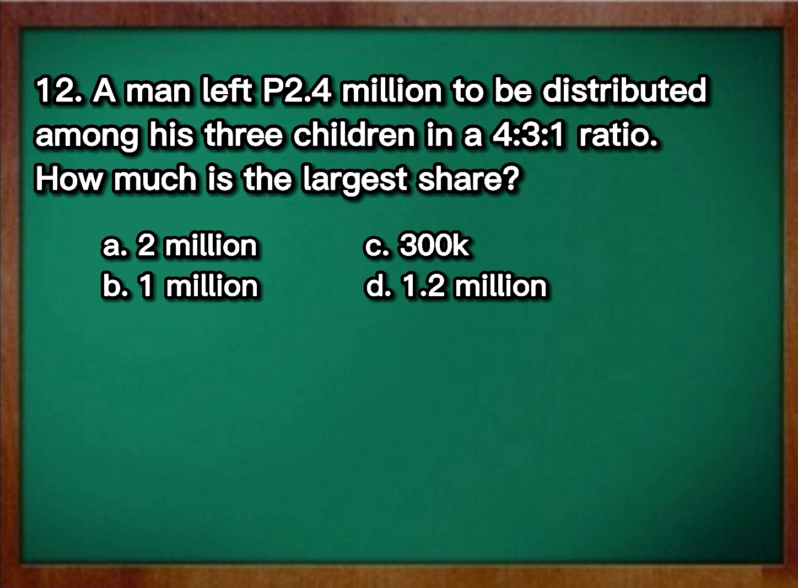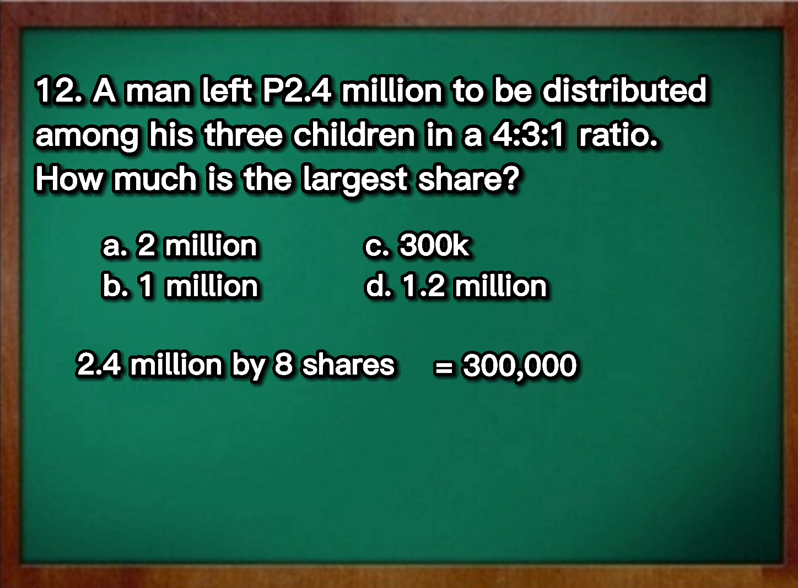So like in a box of pizza, he gets 4, you get 3, and I get 1. So the total slices in the box is 8 slices. So same with this problem, we need to divide 2.4 million by 8. So we can get the share of each one. 2.4 million divided by 8, that's 300,000 pesos. So one person can get 300,000 pesos each.